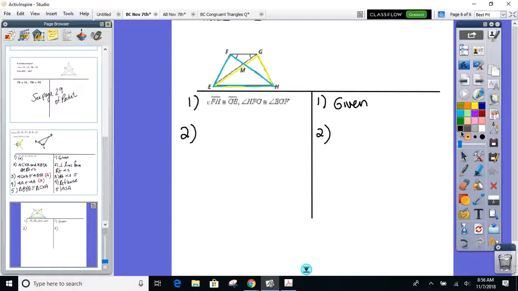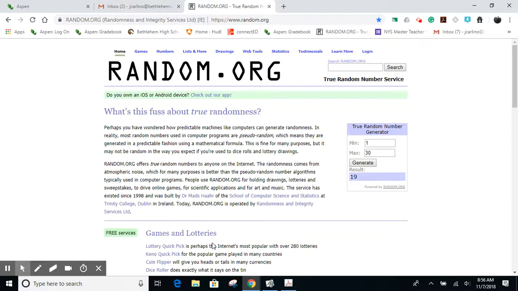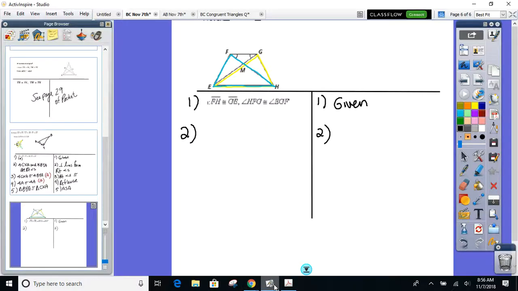All right. Let me start with FH congruent to GE. Did I give you a full pair of sides there? FH congruent to GE. Full pair of sides. Yep.